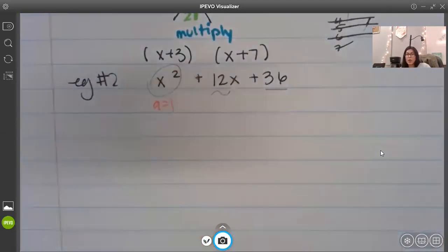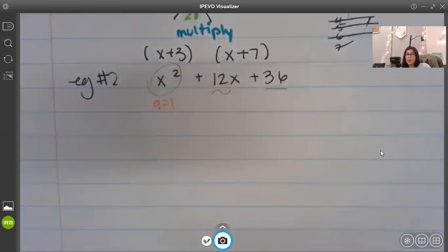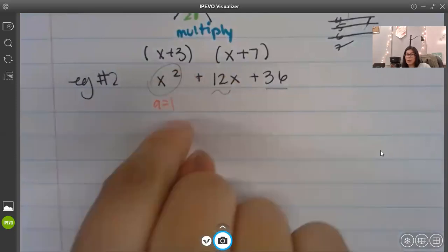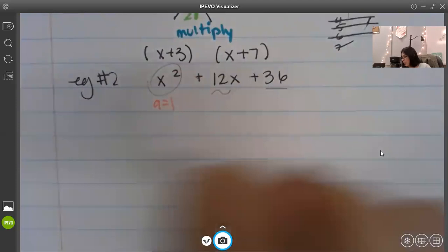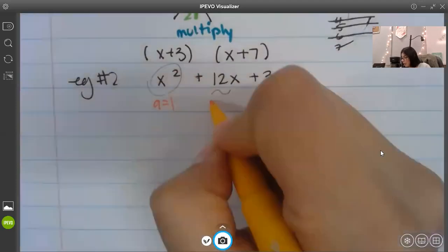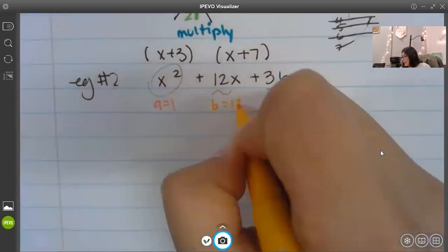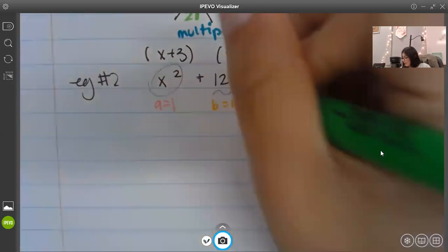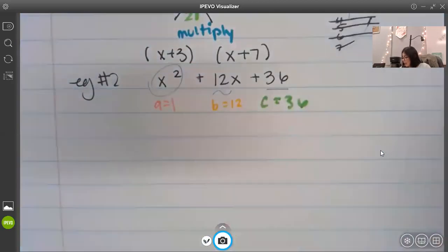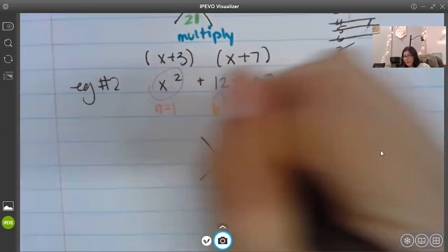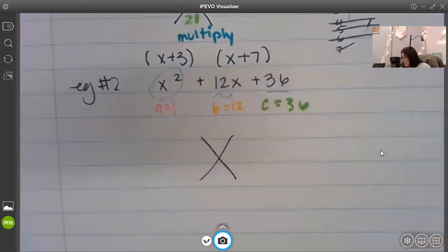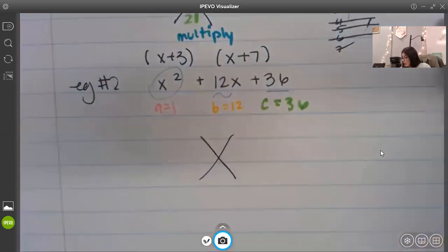My A is 1 because I only have one of them. And this X factor only works if you have an A equals 1. I'll show you what happens when your A is not equal to 1. B is the one with the squiggly. B is 12, and C is 36. So I'm going to do my big X, and the C goes down here. My C is 36. So I'm going to make a list of factors for 36.